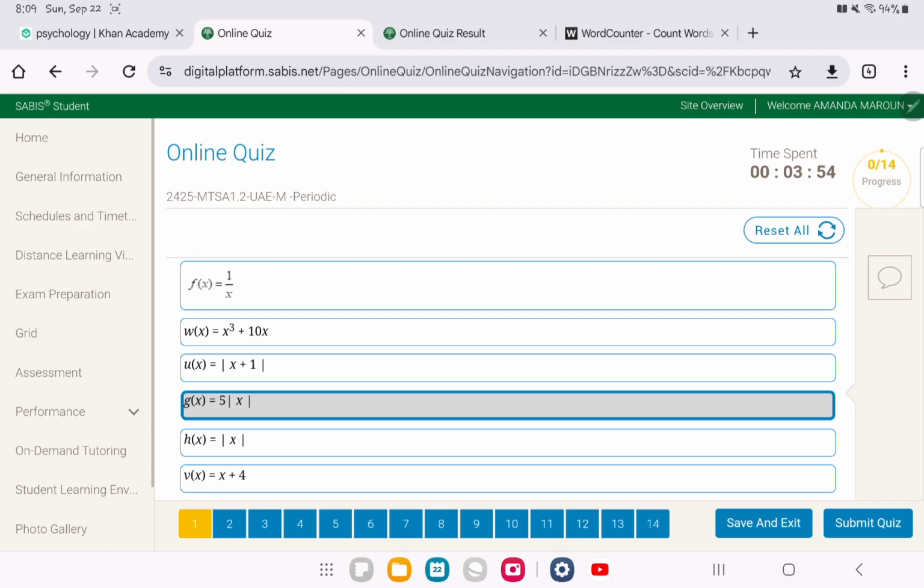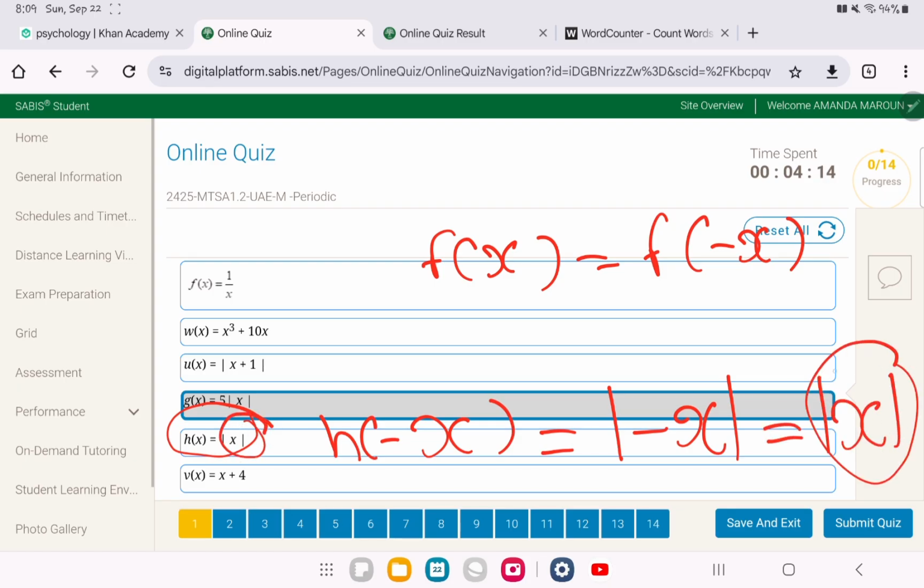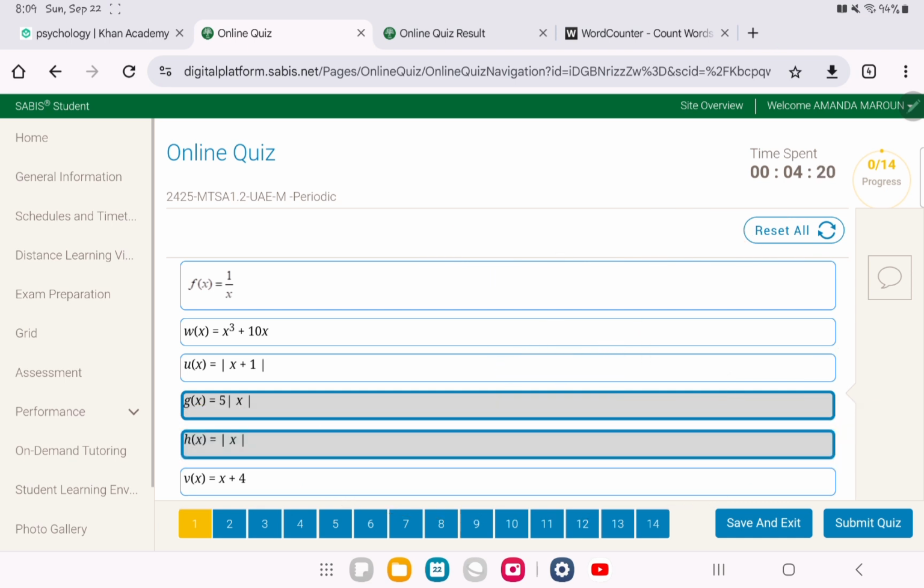Now remember f(x) equals f(-x), okay? We have h(x) equals the absolute value of x. We're now going to take h(-x) is equal to the absolute value of -x, which is the absolute value of x, and definitely the absolute value of x and the absolute value of x are equal, so then it is an even function. Finally, we have v(x).